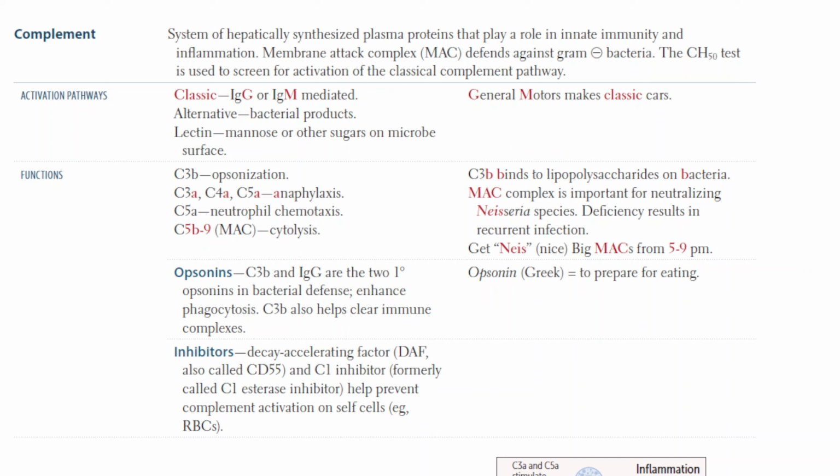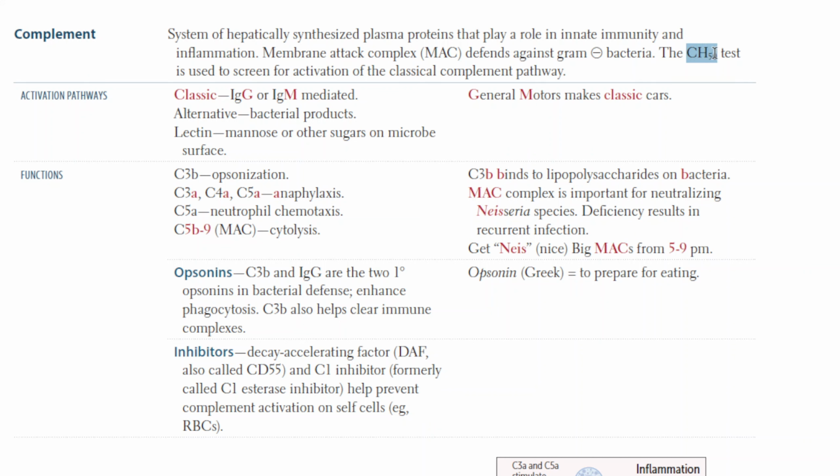The membrane attack complex is formed during the final step in the complement cascade. We're going to see that down there. What is the complement cascade? It is a crucial part of the innate immune response, as we said before. So the membrane attack complex defends us. It defends against gram-negative bacteria.